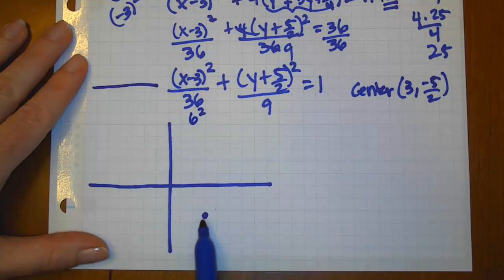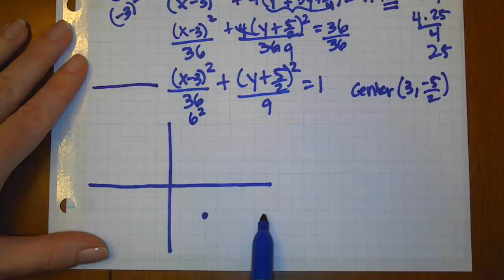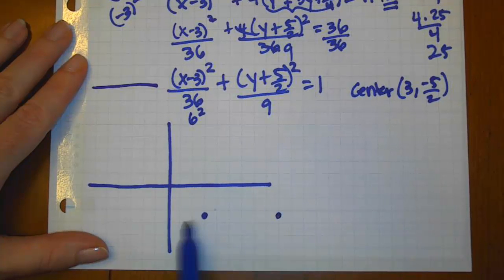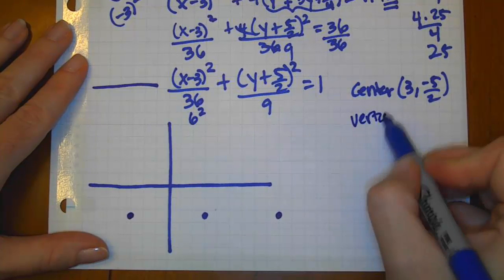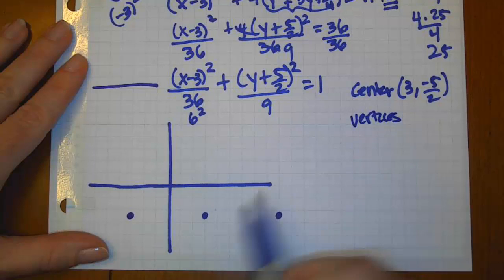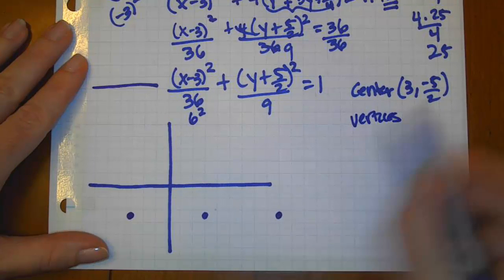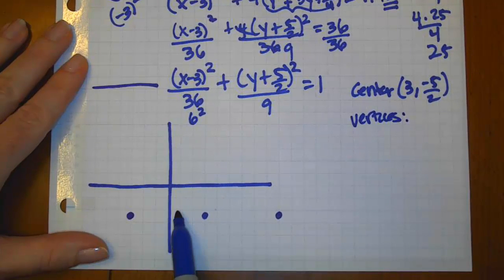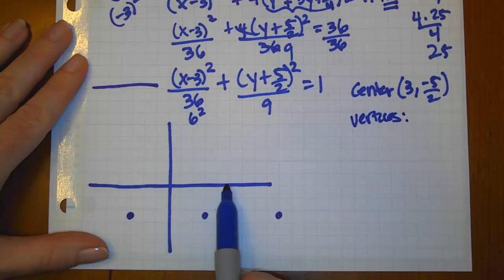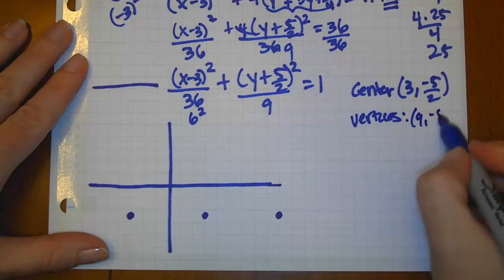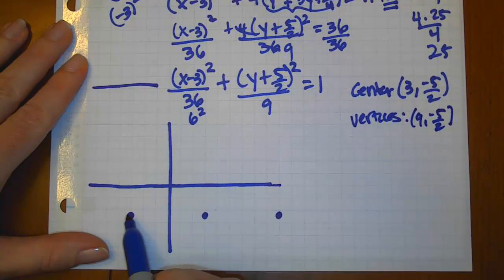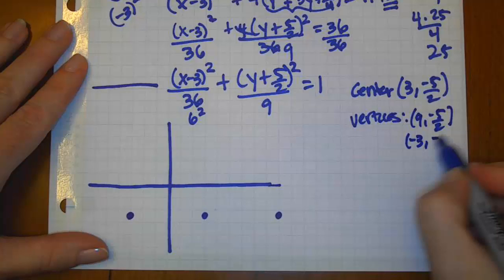So I can think of this as 6 squared. So in order to get those vertices, I'm going to go 1, 2, 3, 4, 5, 6 units right, and then 1, 2, 3, 4, 5, 6 units left. So my vertices of this ellipse are going to be at 9, negative 5 halves. And then my other one is going to be at negative 3, negative 5 halves.